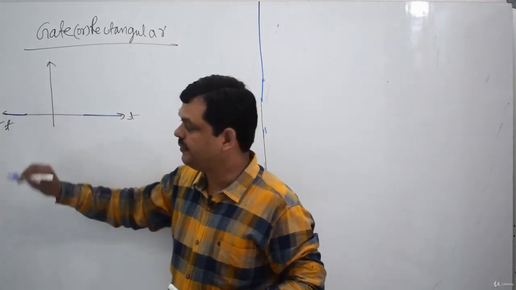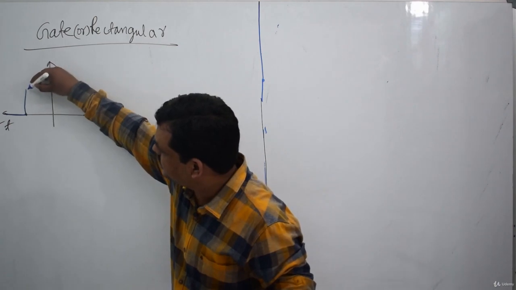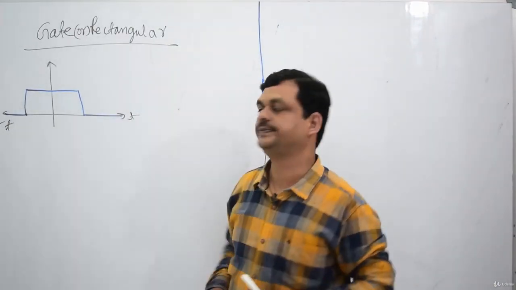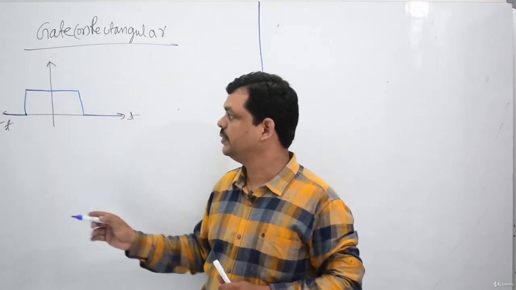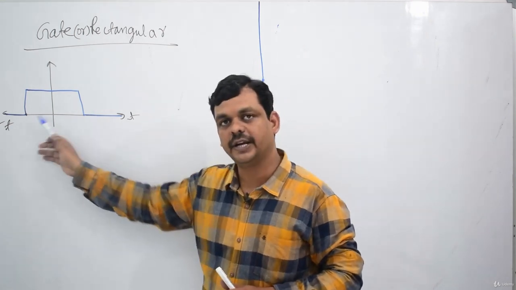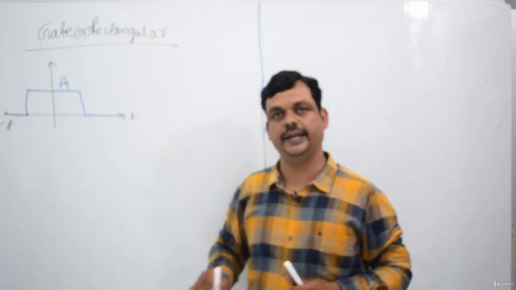Negative time axis, it is not defined. From this time onwards, it has constant amplitude up to a particular time period. Now the shape of the signal is rectangular shape here. So this function is defined in a particular time period with constant amplitude. That constant amplitude is A.